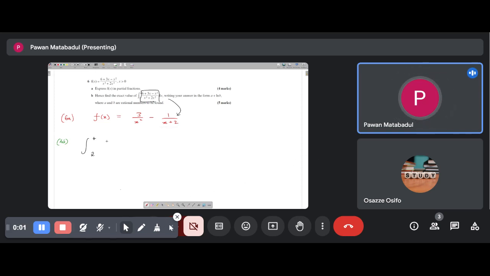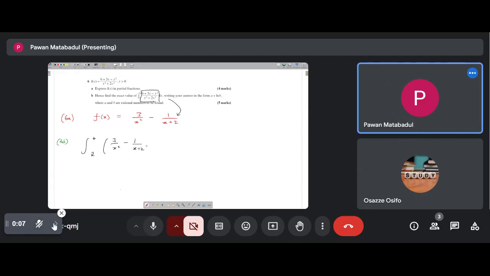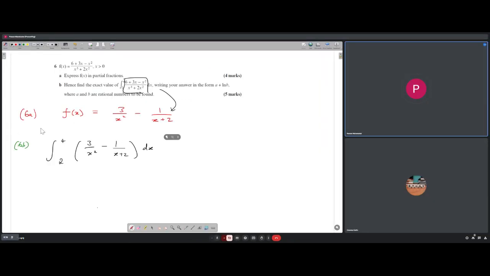As this, it's just equivalent to integrating 3 all over x squared minus 1 all over x plus 2 with respect to dx. Do you understand this? Okay. So what you can do is integrate 3 all over x squared with respect to dx, minus the integral of 1 all over x plus 2 with respect to dx. So you just split it up into two separate integrals. Does that make sense?